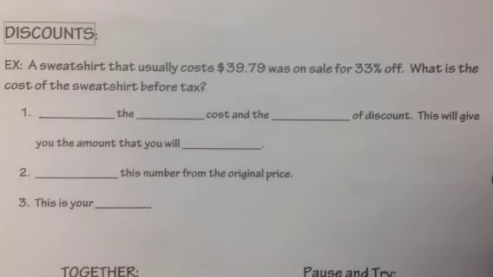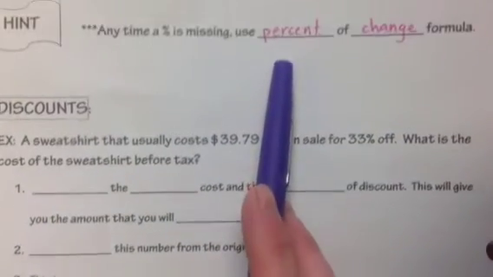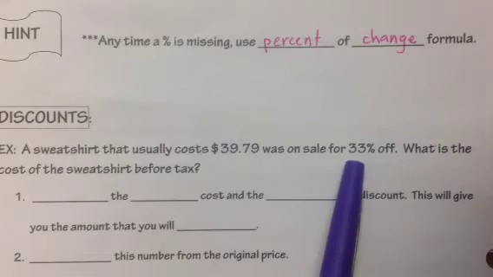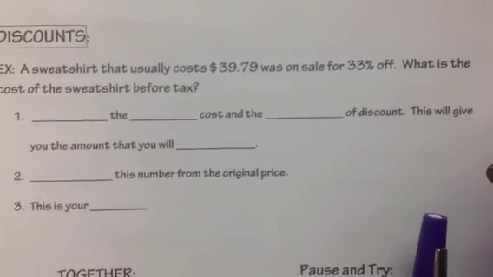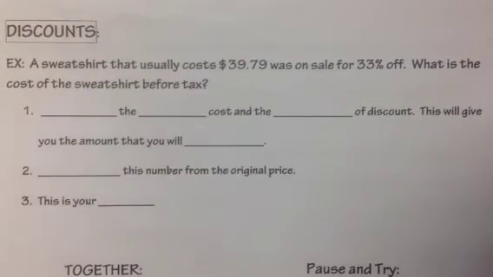So here's your example. A sweatshirt that usually costs $39.79 was on sale for 33% off. What is the cost of the sweatshirt before tax? So this is before we add the tax on, because we're not really going to combine discount and tax at the same time. I just want you to think about discount. Okay, so obviously it's not a percent of change because we have the percent. So when you have the percent, this is what you need to do.